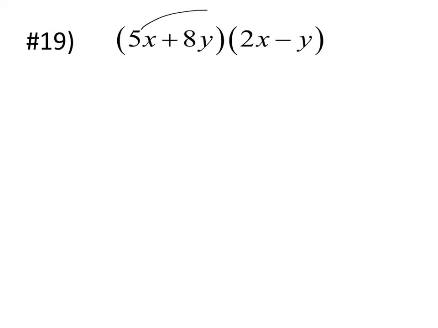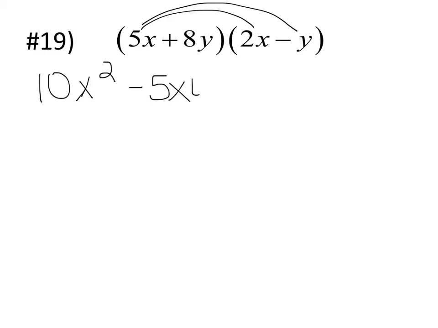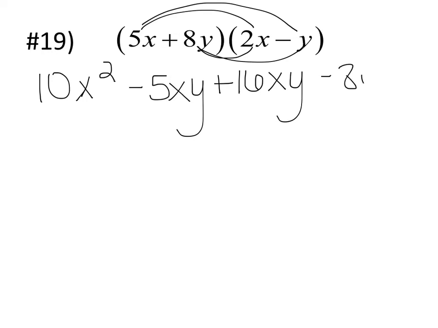Alright, another binomial times a binomial, so we're going to give this 5x to both pieces. 5x times 2x is 10x squared. 5x times negative y is negative 5xy. And then we're going to distribute the 8y to both pieces. 8y times 2x is positive 16xy. And then 8y times negative y is negative 8y squared.